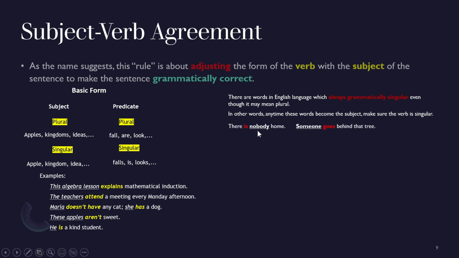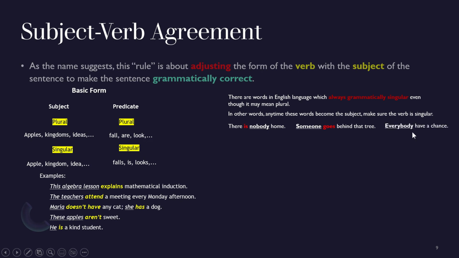Nobody here. There is nobody home. If you see the word nobody here, you have to make sure that the verb is singular. Like someone goes behind that tree. Alright? The word someone here always means singular.